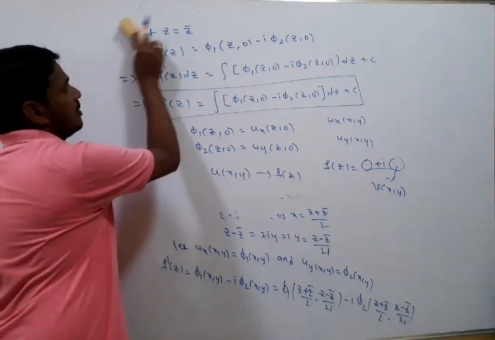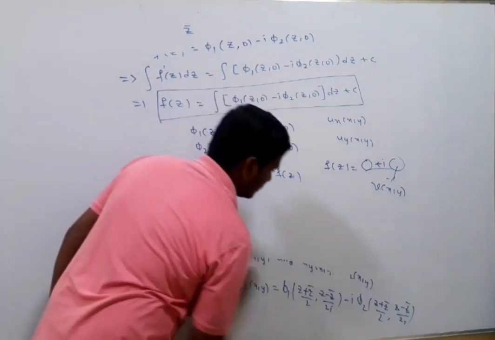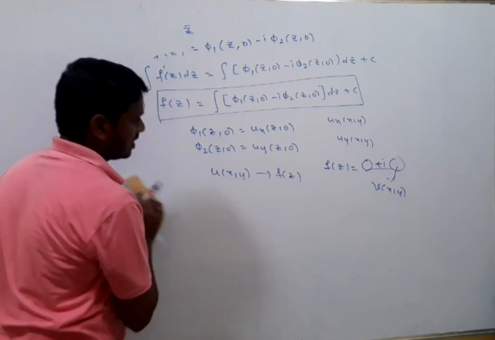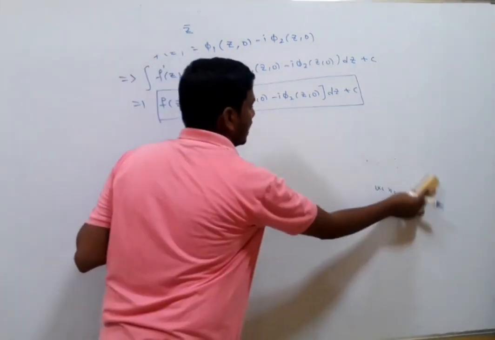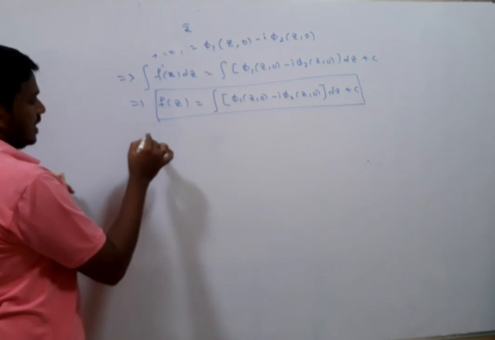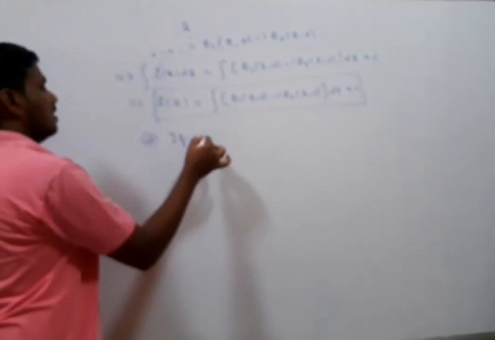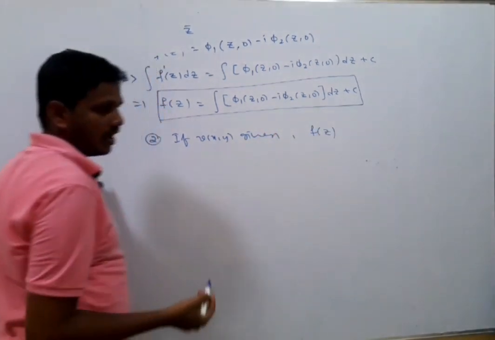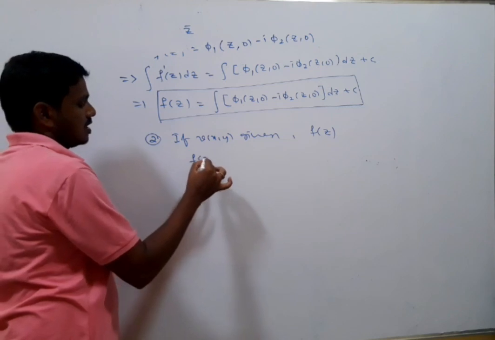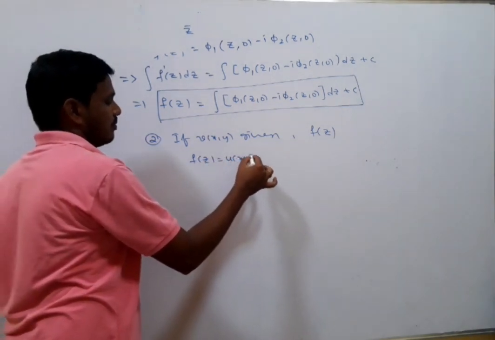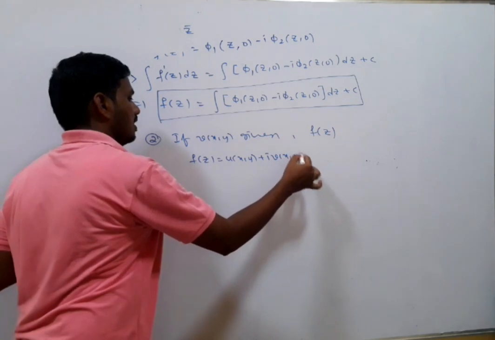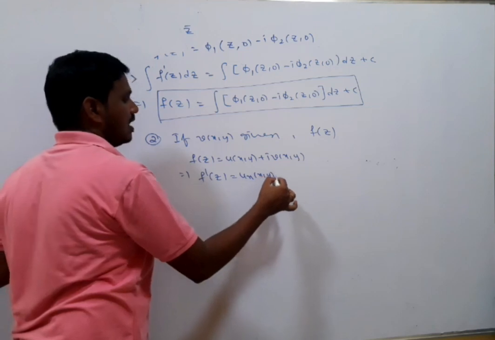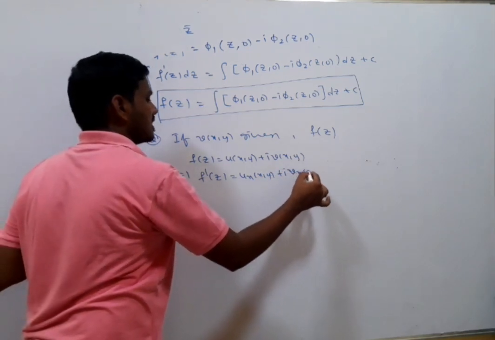Suppose v of x comma y is given, that is the next case. If v of x comma y is given, how are we going to find f of z? Second case, if v of x comma y is given, then we find the analytic function f of z. But you know that f of z is equal to u of x comma y plus i v of x comma y. Differentiating with respect to z, f dash of z is ux of x comma y plus i vx of x comma y.